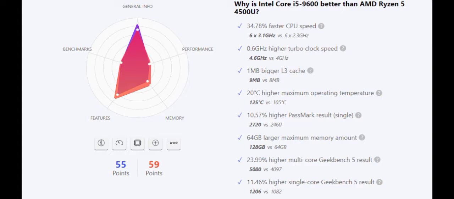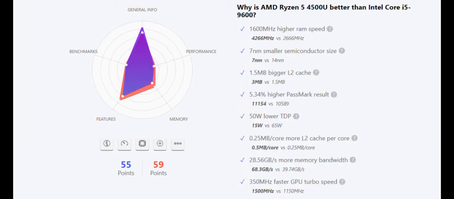The Intel i5 also has 1 MB bigger L3 cache compared to Ryzen 5. It also has a 20 degrees higher maximum operating temperature and a 10.57% higher PassMark result in single thread. And obviously the 64 GB larger maximum memory amount, 23.99% higher multi-core Geekbench 5 result and 11.46% higher single-core Geekbench 5 result. Let us proceed to why AMD Ryzen 5 4500U is better than Intel Core i5-9600.